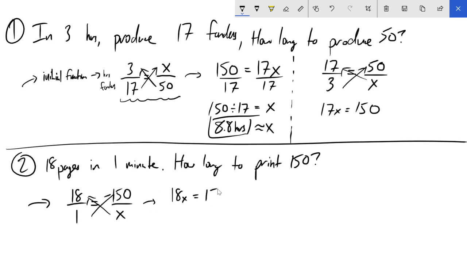So when you cross multiply, you get 18x equals 150. And then what? You just divide, right? So it'd be whatever 150 divided by 18 is. And I think I said round to the nearest tenth of a minute. What does that come out to be?